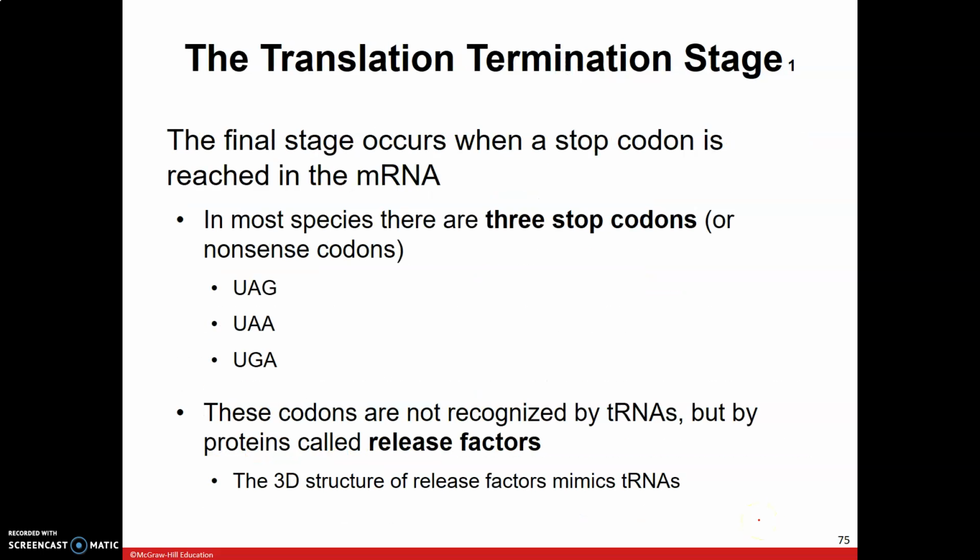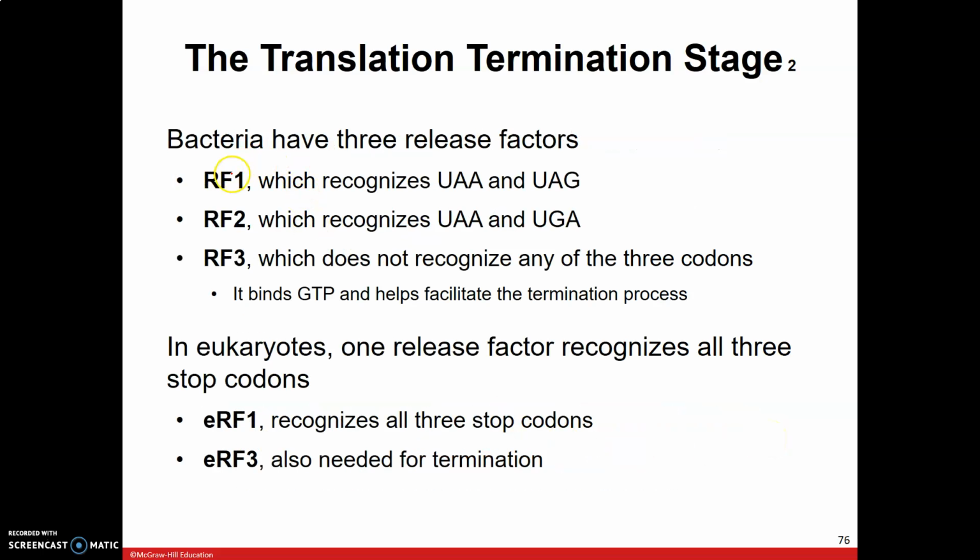So now moving on to the termination stage. The final stage occurs when we hit the stop codon, UAG, UAA, and UGA, and these all associate with release factors, RF1, 2, and 3, which identify the different sequences. Now, RF3 doesn't recognize any of those three codons. It binds to the GTP so that it brings it in to allow termination to occur, because you have to have energy to break the whole thing apart.